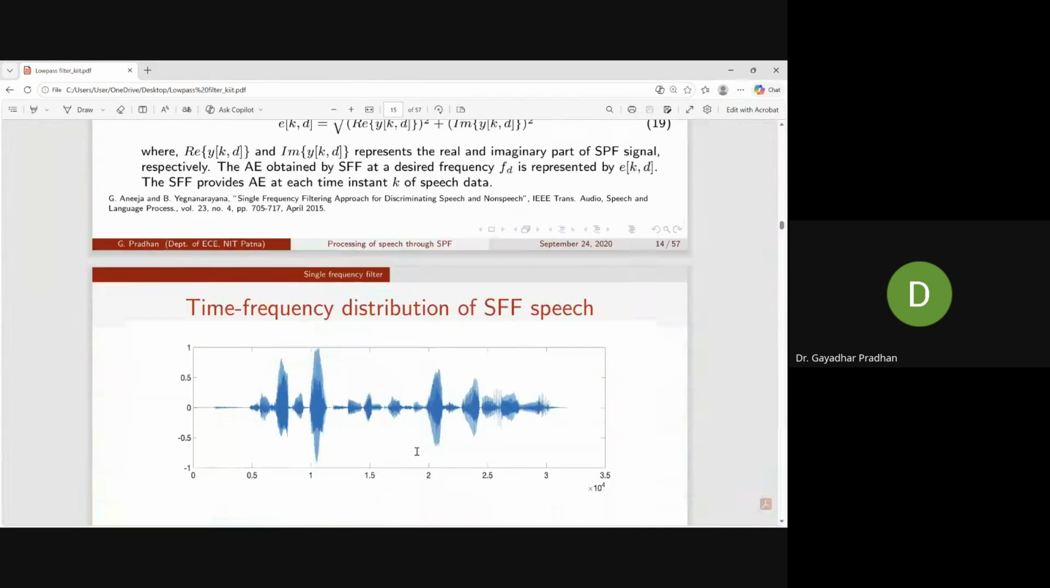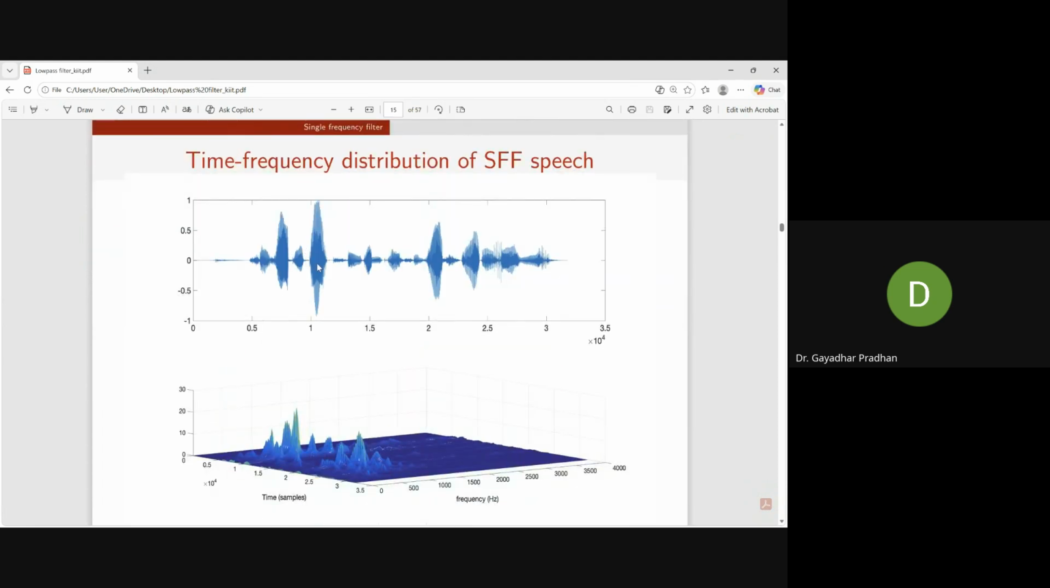Now we will see how this filter works. This is a speech signal with different frequencies. If I apply this filter, I get a time frequency representation. This is my time axis. This is my frequency axis. At which time?